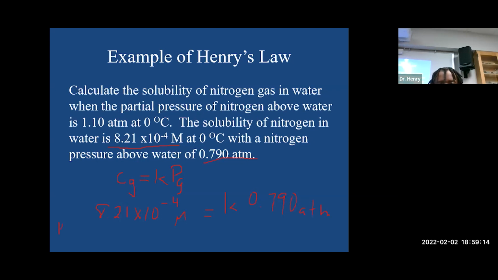So we need to solve for K. So then we get K equals 0.790 atm. Oops, sorry. K equals 8.21 times 10 to the minus fourth molar divided by 0.790 atm.